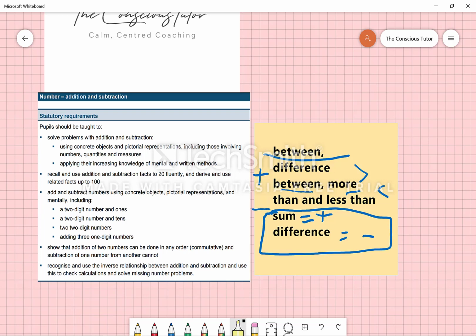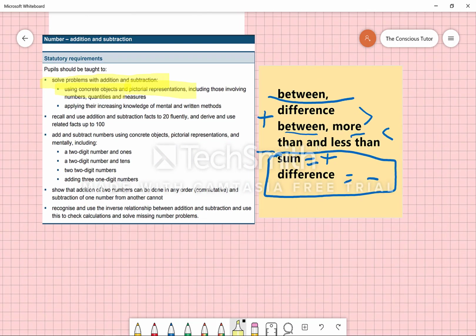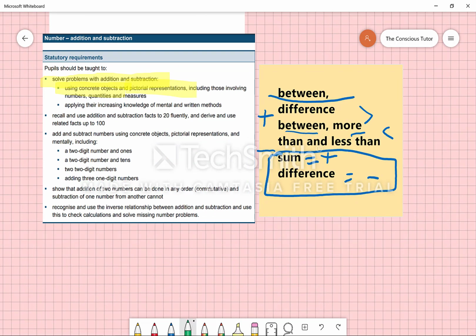So the first objective that pupils are taught is to solve problems with addition and subtraction using concrete objects, so real life objects that they can move around, pictorial representations, so drawing, and that doesn't just involve using numbers, but it involves using quantities, so amounts of objects, and also measures. So they are going to be learning about centimeters, meters, they will learn about money, so that all comes into measures. They will also need to apply their increasing knowledge of mental and written methods.